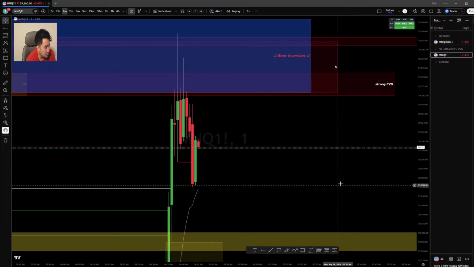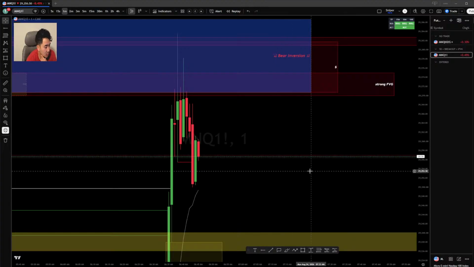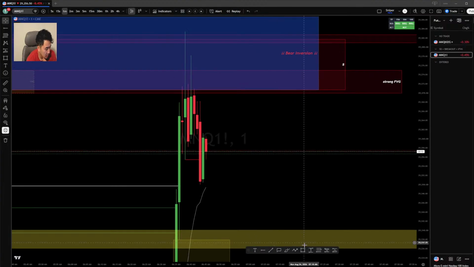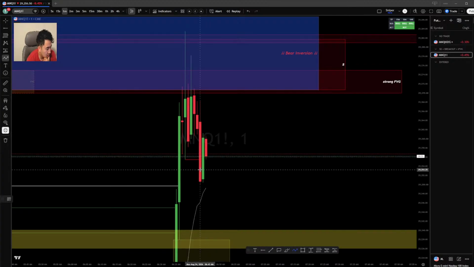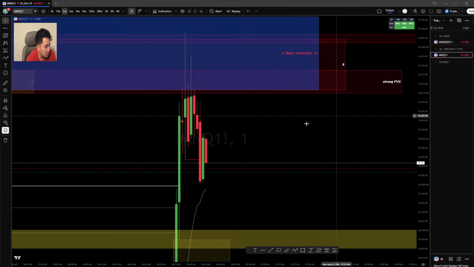Oh, I closed that zone last second, so we're just gonna delete that there. If that bearish FVG formed and price broke through it, we could use it as a bullish inversion and look for long positions there.